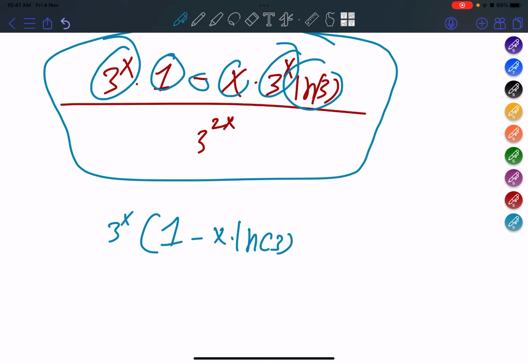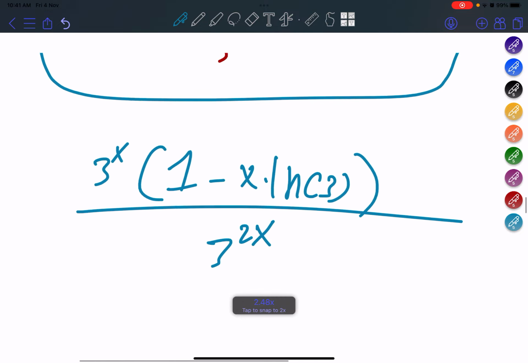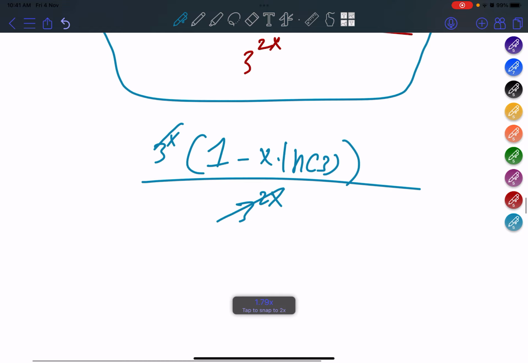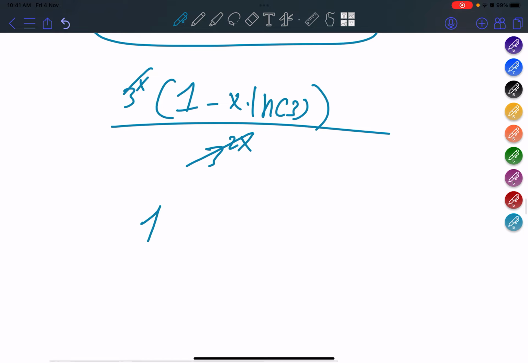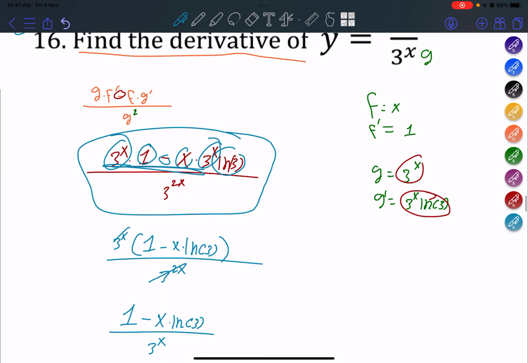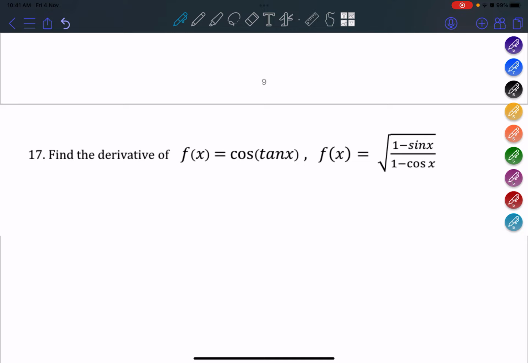So we didn't do anything, we just removed the 3 power x from the fraction, divided by 3 power 2x. And here we have 2 of 3 power x, and in here we have only 1 of 3 power x. So let's remove one of them. So our final answer becomes 1 minus x times ln 3, divided by 3 power x. Okay, and this, I believe, yes, answers our question. This is the answer.